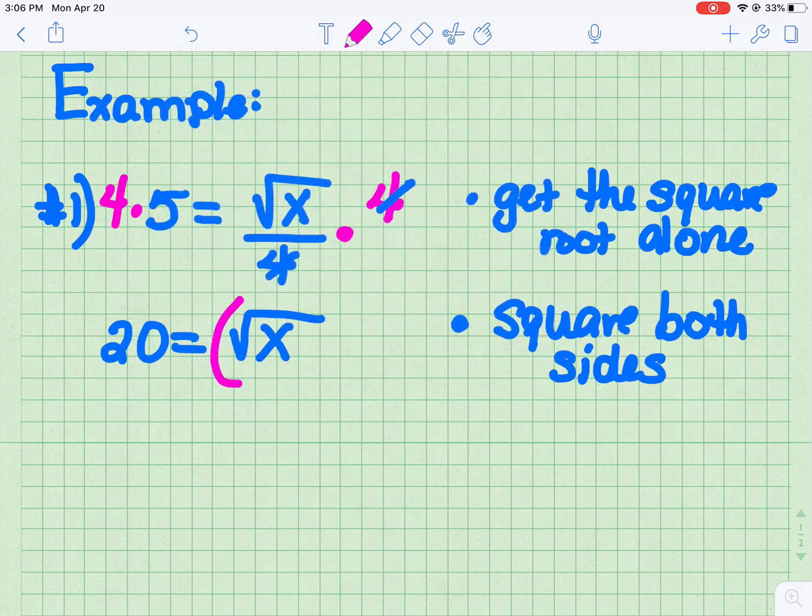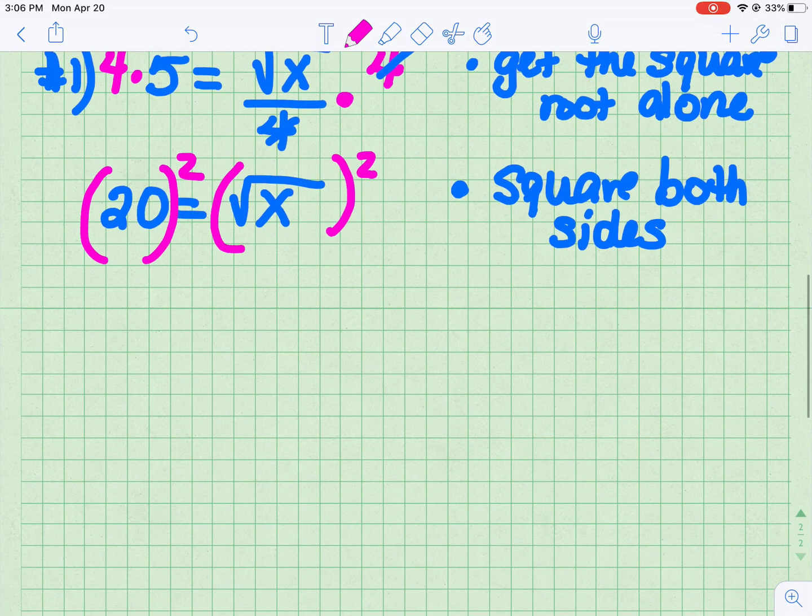Now some people get confused and think, well, doesn't that bring a plus minus? No, it's the square root that brings a plus minus. So we don't have anything to deal with plus minuses here. We're just squaring both sides, okay? Now remember what that does. That means 20 times 20, not 20 times 2. So that gives me 400 on this side.